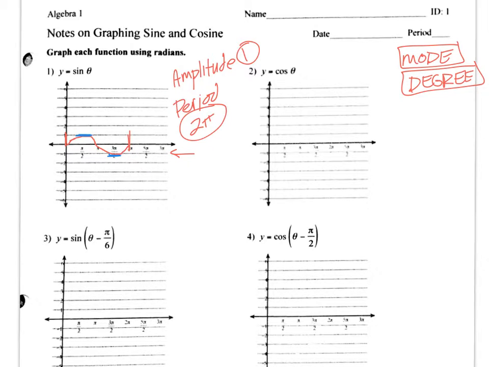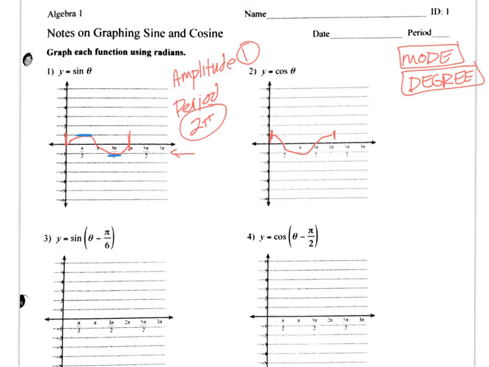Cosine is similar, except that at 0, it starts at 1. So it looks like this. It starts at 1, then at pi over 2 it goes through 0, and then comes down to -1 at pi, goes through 0 at 3 pi over 2, and returns back to 1 at 2 pi. So again, it has a period of 2 pi, but the graph looks a little different. Okay, so you've got to know the basic graphs in order to do these others.